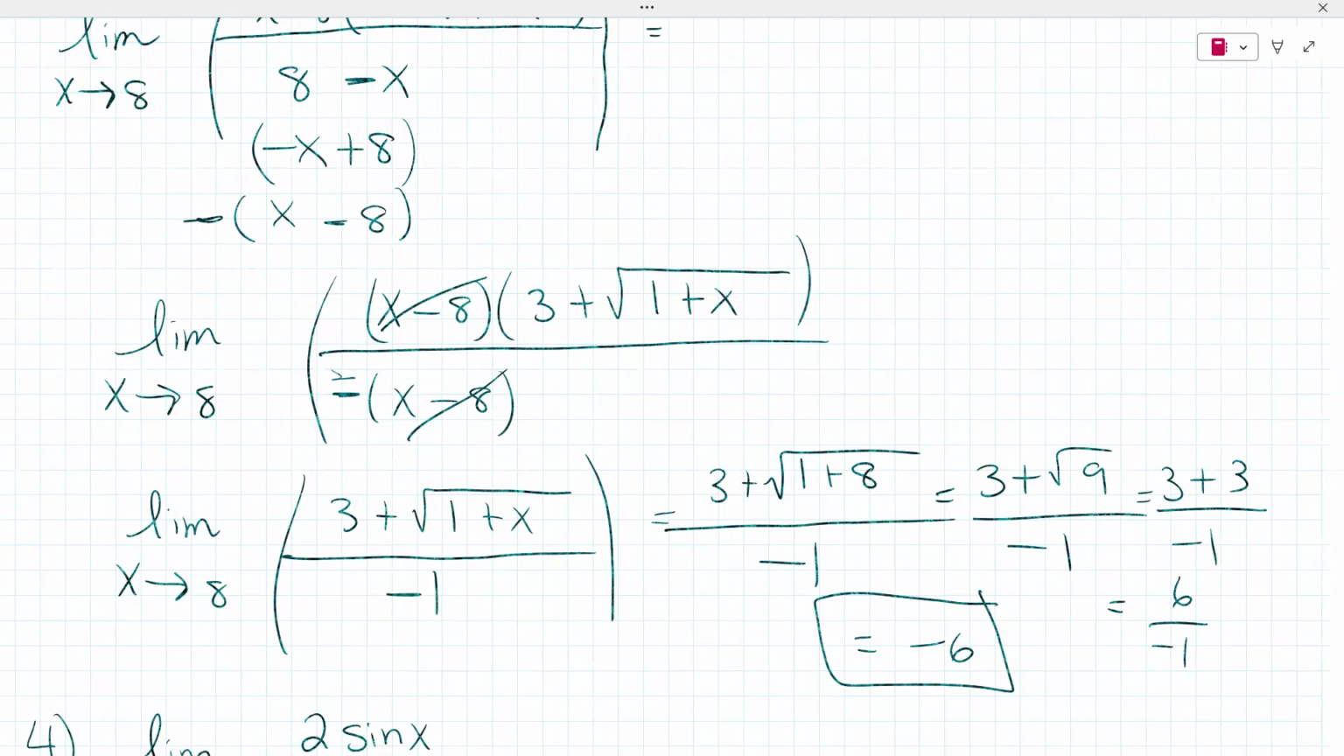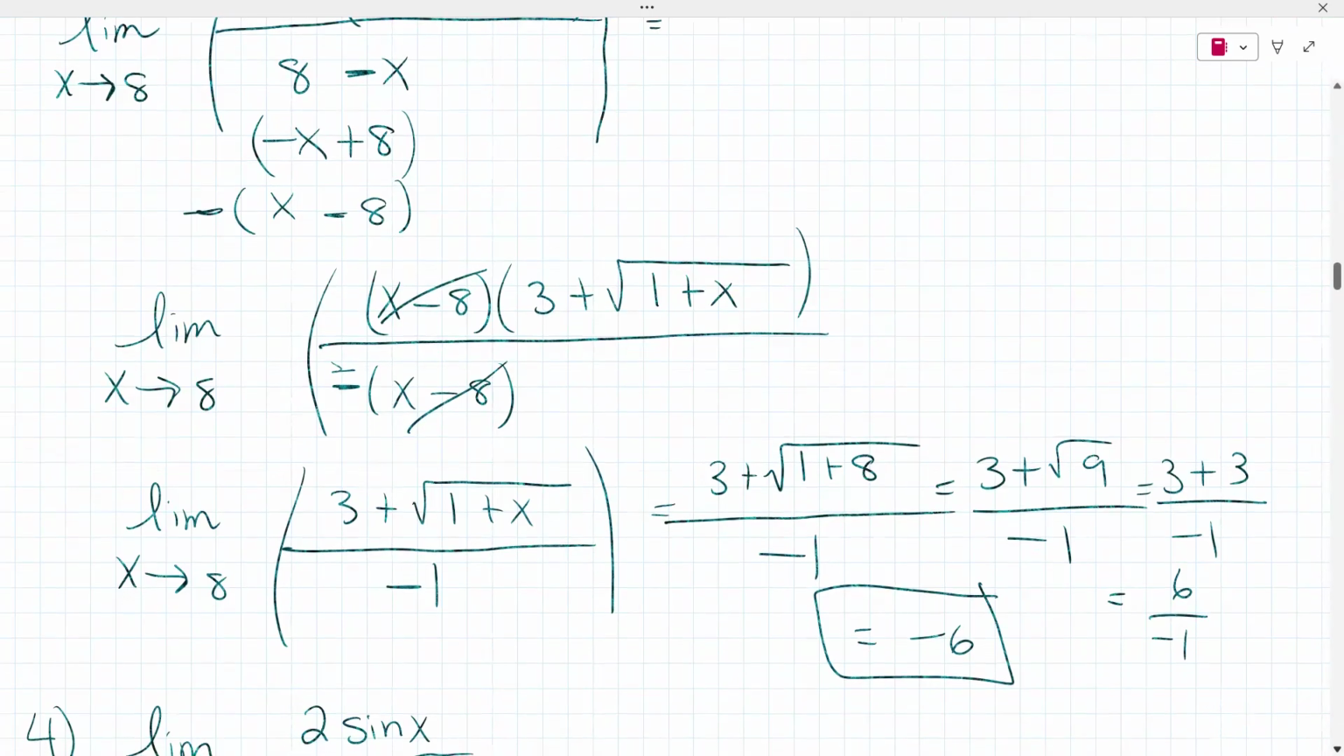And then you could have also done L'Hopital's rule, just take the derivative of the numerator and denominator. Okay. Let's move on to the next example.